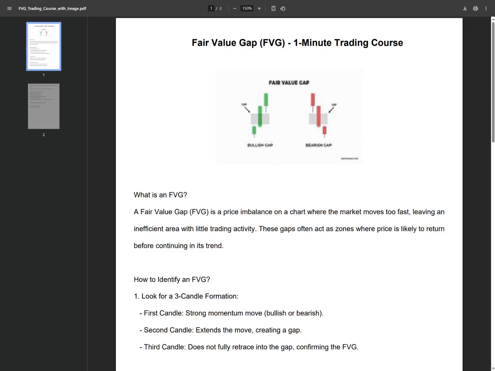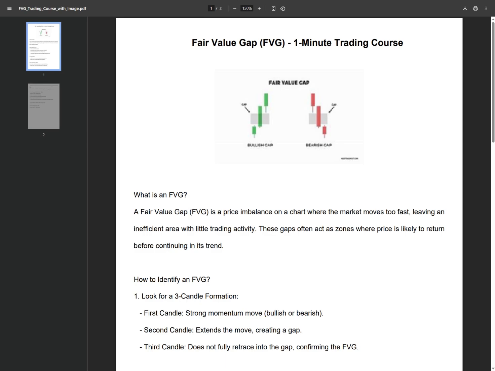First, I would like you guys to understand what fair value gaps are. A fair value gap is a price imbalance on the chart where the market moves too fast, leaving an inefficient area. Inefficient, this is very important. An inefficient area with little trading activity. These gaps often act as zones. Remember, zones where price is likely to return before continuing in its trend.